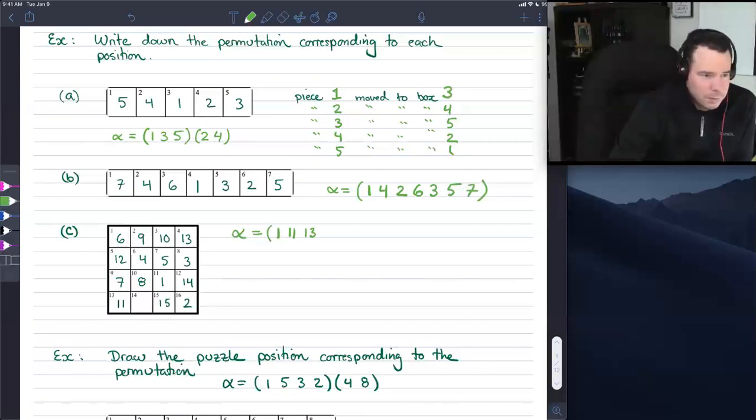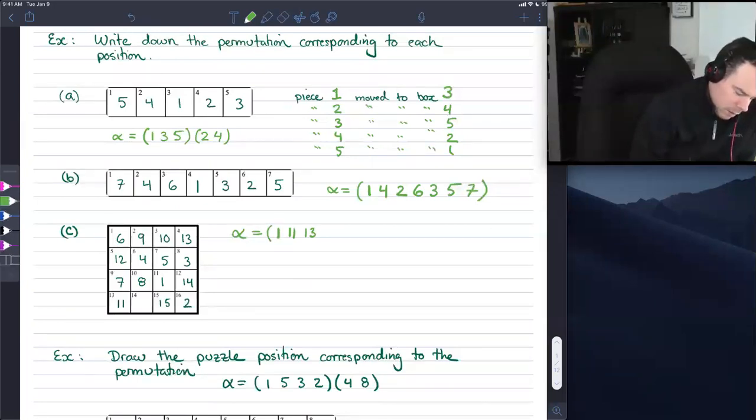Probably noticing that this is a fairly long one. So I'll start working through it as well. So I'm at 13. So tile 13 has gone to box 4. 4 has gone to 6. 6 has gone to 1. So I close that one off.